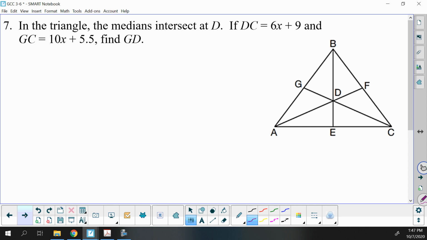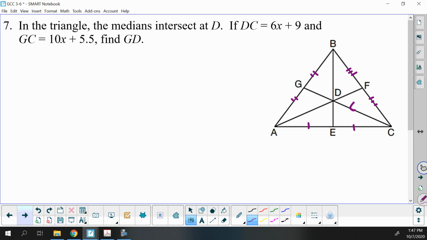And our last one, we've got medians. Okay, let's think about what we know. Medians go to a midpoint, so those must be congruent. These must be congruent. And those must be congruent. We also know the medians are going to meet at the centroid, that MC. The centroid will split the median into a 1-to-2 ratio. So the long parts of the median are twice the short parts.